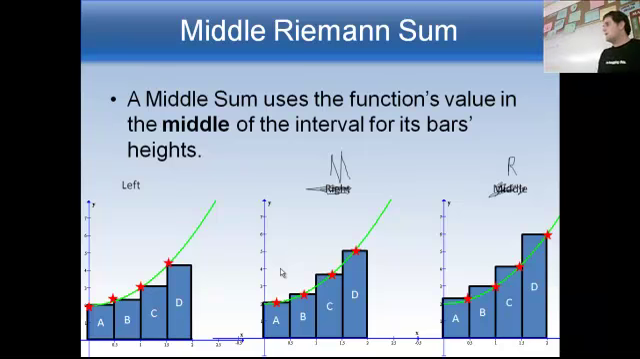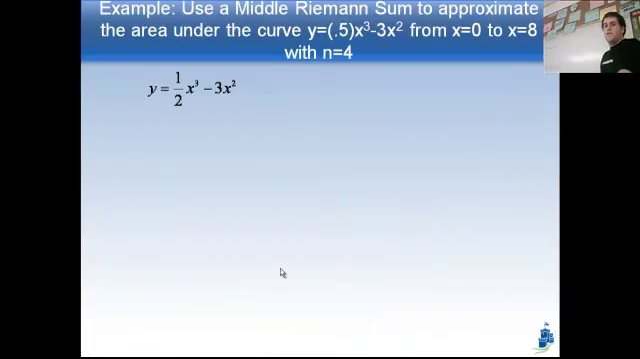People are still writing, so I want to give them another few seconds, and then we're going to do an example together, and then you're going to do an example on your own. All right, ready? First example, write this down. A middle Riemann sum for 1/2 x cubed minus 3x squared from 0 to 8 with n equals 4.